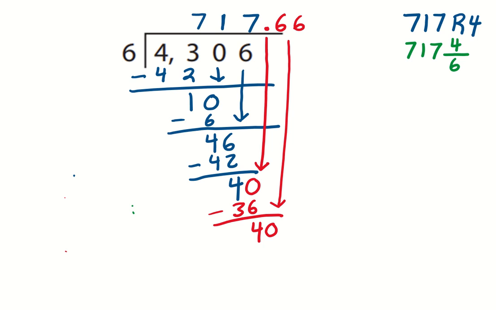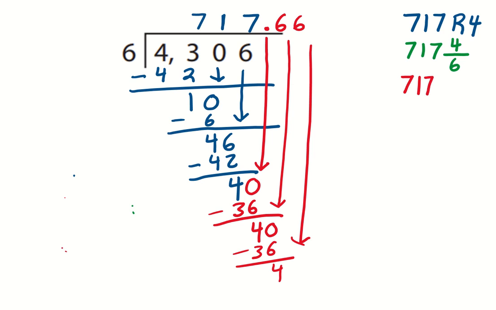6 times 6 is 36. And oh my goodness, look at this again. 40 minus 36 is 4 again. We can bring down another 0, but we're going to stop right there because we can see this is going to be repeating for a long time. So actually what we can do is just write 717.6 repeating, since we know that 6 is going to repeat over and over again.